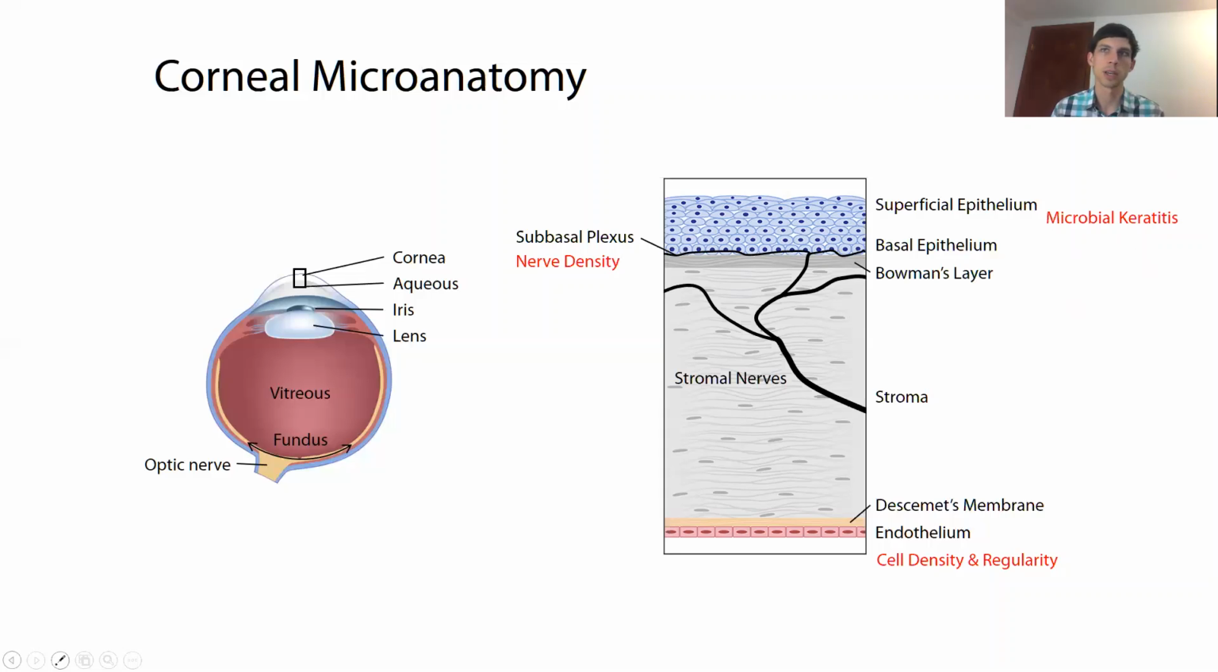And another important area is quantifying the density of nerves. Density can be used potentially as a biomarker for ocular diseases or even systemic diseases like diabetes. And finally, imaging the endothelium to monitor the cell density and regularity of the endothelial cells is an important technique for monitoring dystrophies such as Fuchs dystrophy, potentially blinding disease, and also possibly leading to edema.